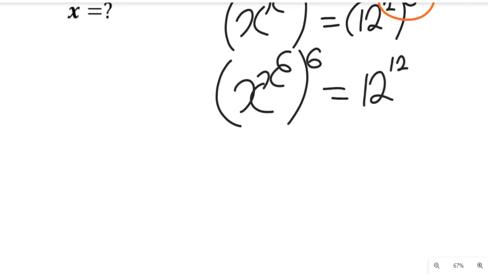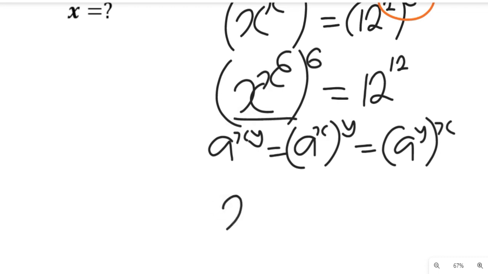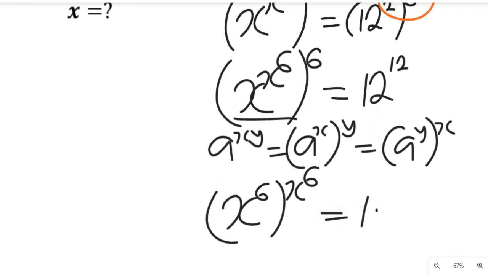Now, remembering the law of indices, that when we have a to the power of xy, remember this can also be a to the power of x all to the power of y, or we can also write it as a to the power of y all to the power of x. In whatever form they come in, this can be possible. So we can apply that here. This will give us x to the power of 6 all to the power of x to the power of 6, and this will be equal to 12 to the power of 12.